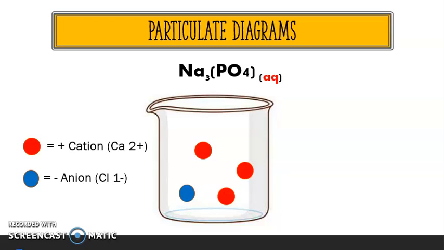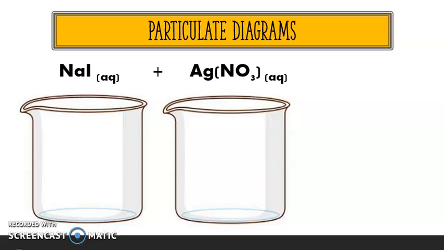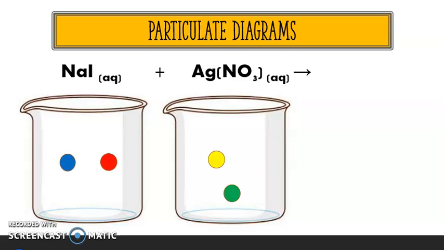Now, where particulate diagrams really come in handy is when we start to take a look at chemical reactions. In this case, we're starting to build a chemical reaction between sodium iodide aqueous and silver nitrate aqueous. Let's draw the particulate representations for these two chemicals. Before any chemical reaction occurs, we can see the Na and the I separated inside of the beaker, and the Ag and the NO3 separated from each other inside of a beaker.